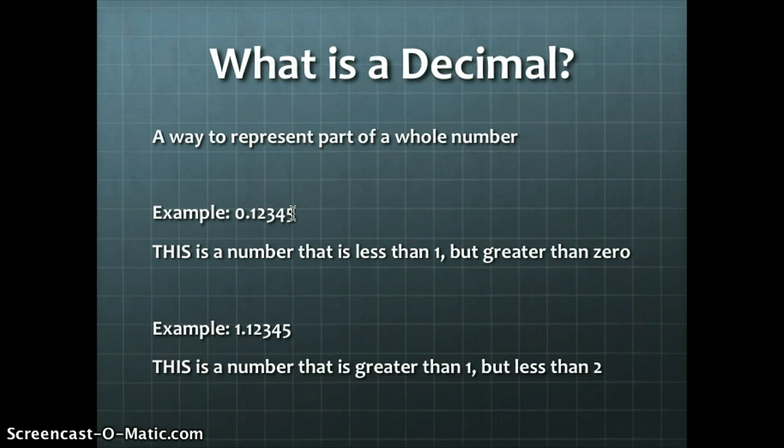That keeps going. So a way to read a decimal, for instance, let's say we have just 0.1 without all the extra numbers on the end. That will be said as 1/10. So this number is less than 1 but greater than 0. We can see that because it's between 0 and 1 in our ones column place. Another example is 1.12345. So this number is greater than 1 but less than 2.